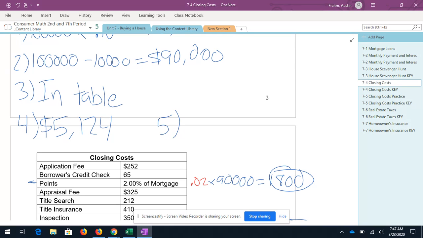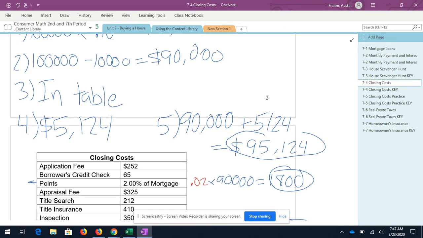And then the last step, step five, is to actually calculate the amount of the mortgage total. So we're going to take our answer from step two. We're going to add our answer from step four. So we take the 90,000, and we add the 5,124 to get a total of $95,124. Okay, and that's it for closing costs.